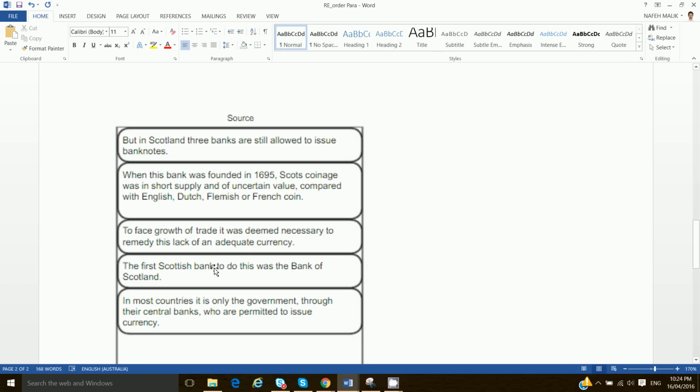Then this one is going to come: "The first Scottish bank to do this was the Bank of Scotland." Now this is an explanation: amongst the 3 banks, the first Scottish bank to do this was the Bank of Scotland. Now "when this bank was founded in 1695" - when it says "this bank", which bank is it talking about? The first bank, the Bank of Scotland. "Scots coinage was in short supply and of uncertain value compared with Dutch, Flemish, or French coins." And then we've got the last sentence, because all other options are chosen: "To face growth of trade, it was deemed necessary to remedy this lack of adequate currency."